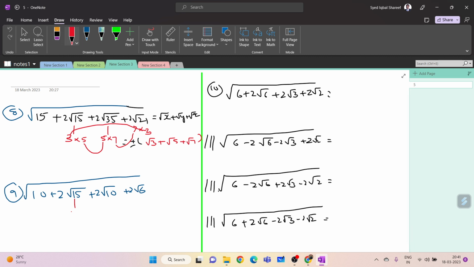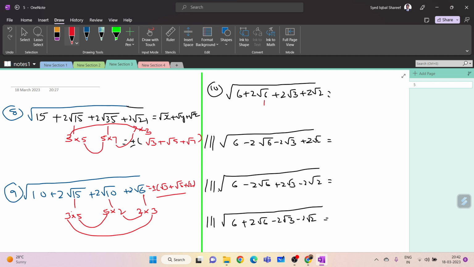So this one, this number: 3 into 5, 5 into 2, 10, 2 into 3. You see, this same, this same, this same. So the answer is plus or minus root x. What is root x? The first number, so it is 3. The second number, this is your second number, root 5 plus root 2. This is your answer.